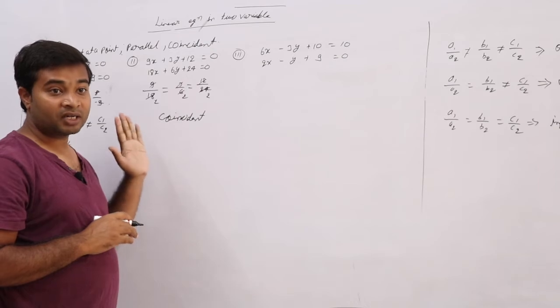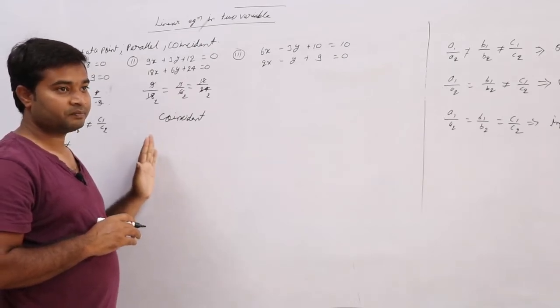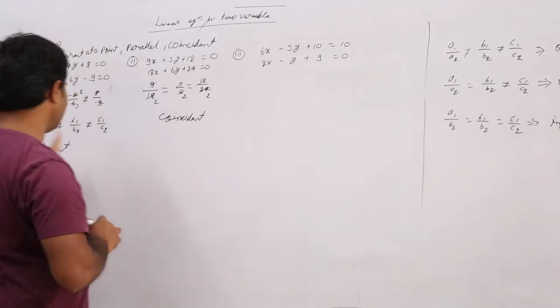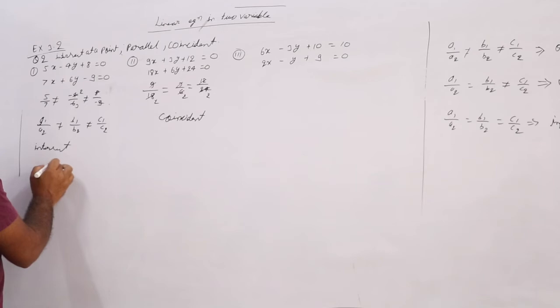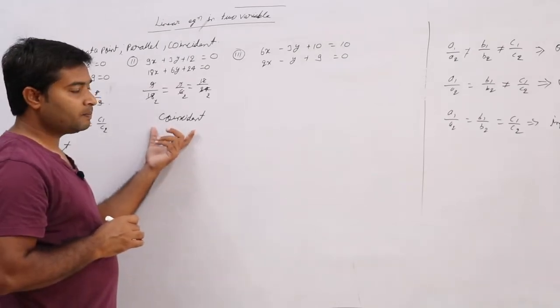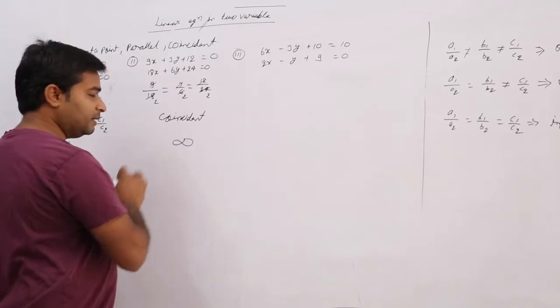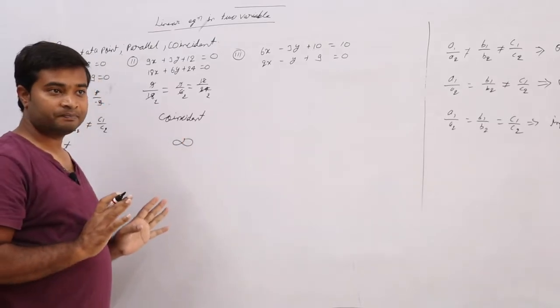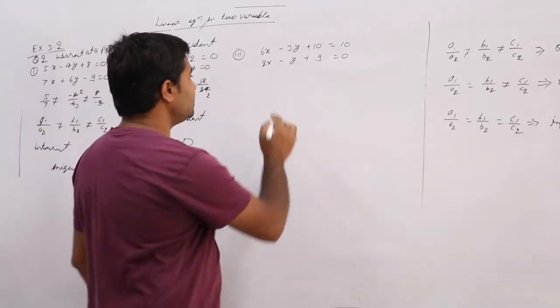The question is asking about the graph, not about the solution. If they ask about the solution, we will write here: unique solution. And here we will say infinite solution, if they ask about the solution only.